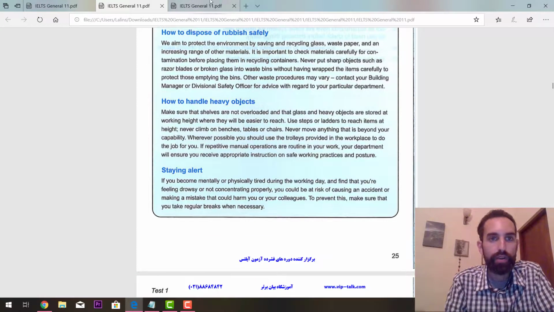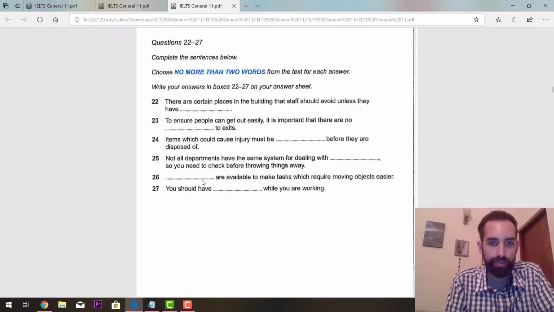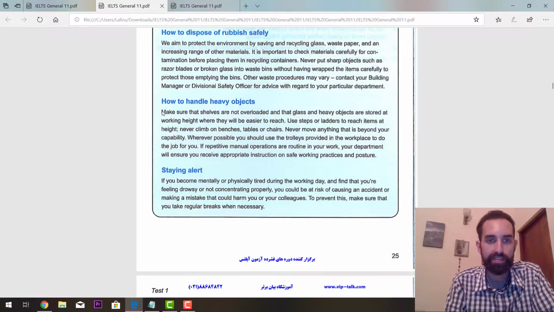Okay, so we are looking for something you should have while you're working, probably something that makes it safer. Right. Staying alert. If you become mentally or physically tired during the working day and find that you're feeling drowsy or not concentrating properly, you could be at risk of causing an accident or making a mistake that could harm you or your colleagues. Okay, so it's here obviously. To prevent this, make sure that you take regular breaks when necessary.